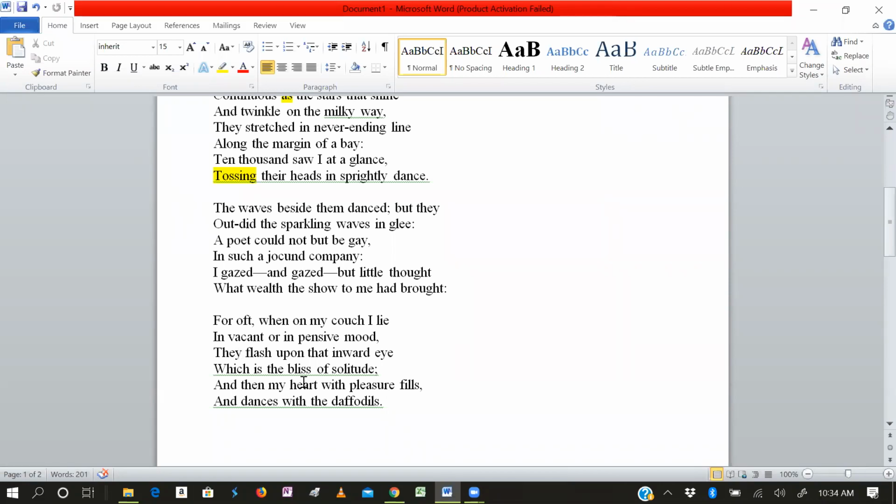And then my heart with pleasure fills and dances with the daffodils. Oh, when I start thinking about it, then my heart with pleasure fills and dances with the daffodils. My heart is filled with happiness and dances with the daffodils, with the flashing into my mind about the daffodils.